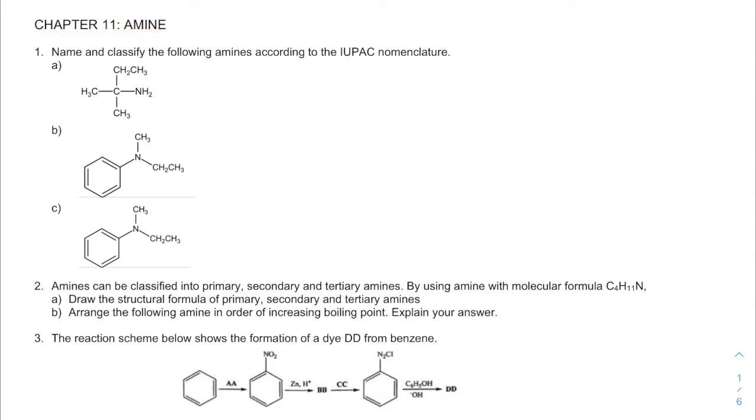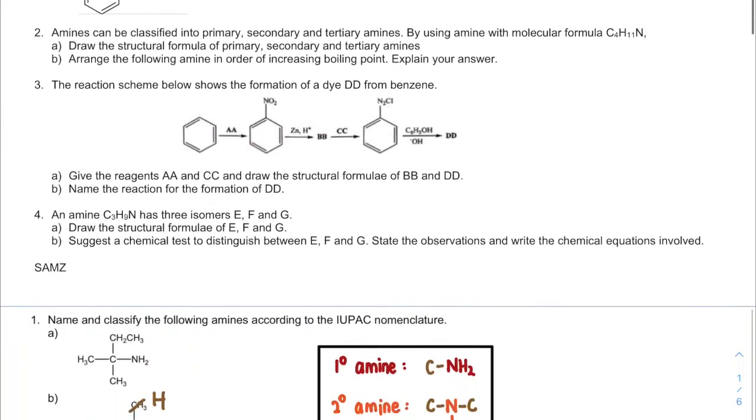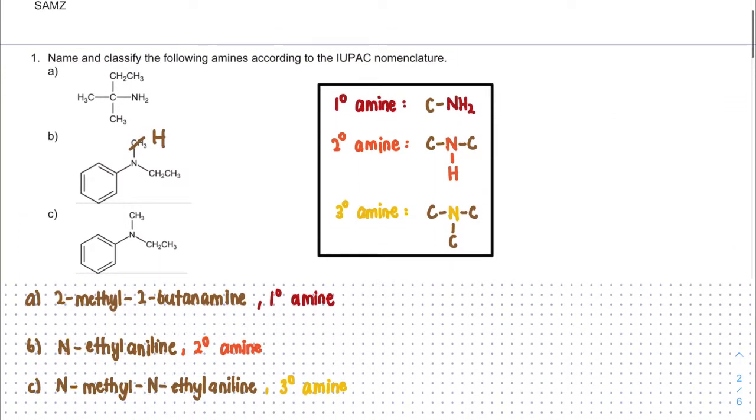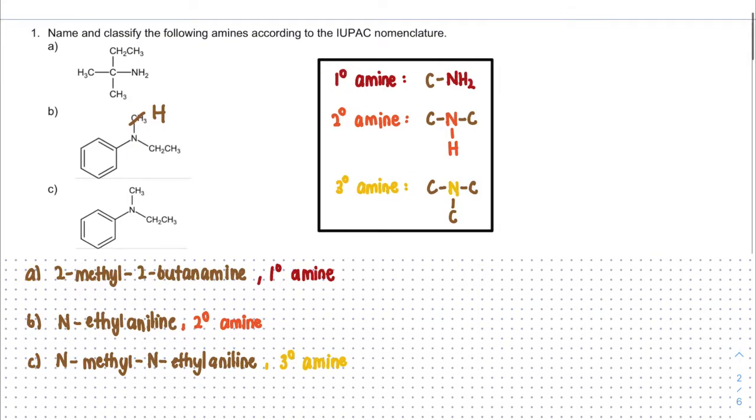Okay, in this video, what we're going to do is to discuss the solution for the examples itself. The examples are mostly taken from past year questions. So let's look at the example straight away. For the first question, it mentions to name and classify the following amines according to the IUPAC nomenclature.